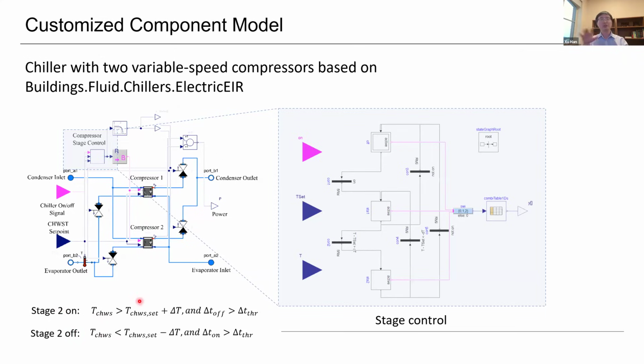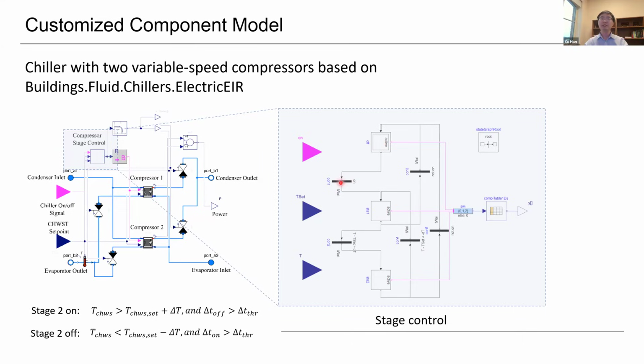So once we have the control logic, then we can start to do the implementation. For example, this is the detailed implementation for the staging controller, which is here. This is a block. If you open this block, we can have this detailed implementation of the staging control. It is a very typical state graph model. Basically, we have different states like off, stage one, stage two. Stage one is one compressor on, stage two is two compressors on.